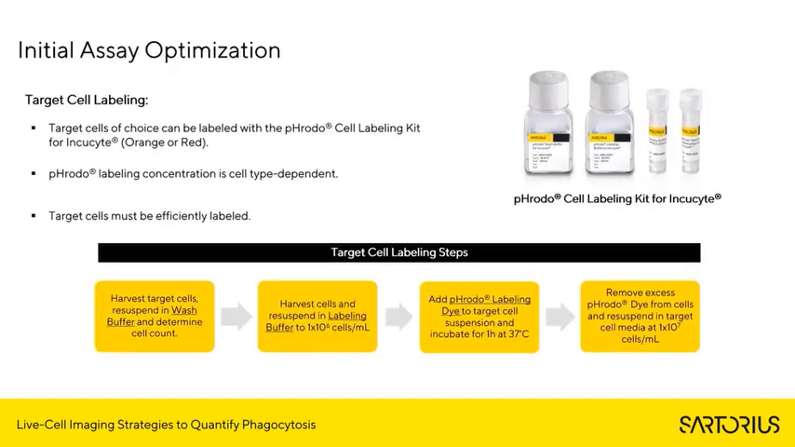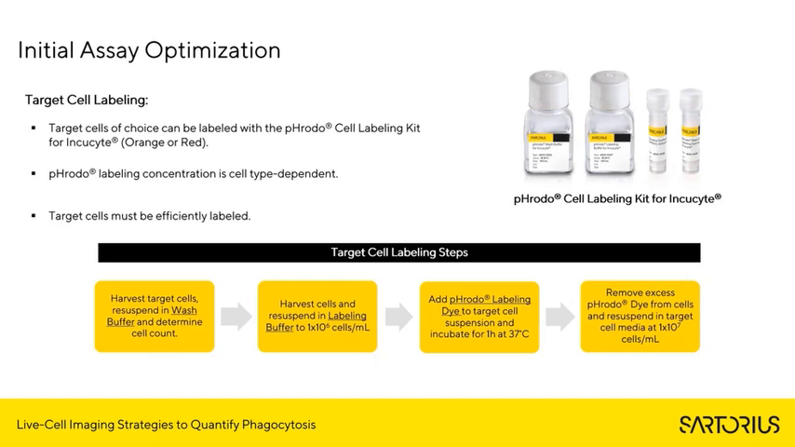So the process for labeling your target cells or material of choice is straightforward. And the Frodo cell labeling kit, shown here on the top right, comes with the 4 components that are needed for this labeling. So the kit contains a wash buffer, a labeling buffer, the Frodo dye for labeling, and also some DMSO to create your stock.